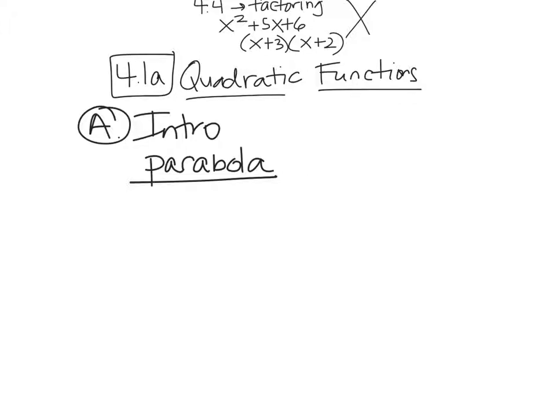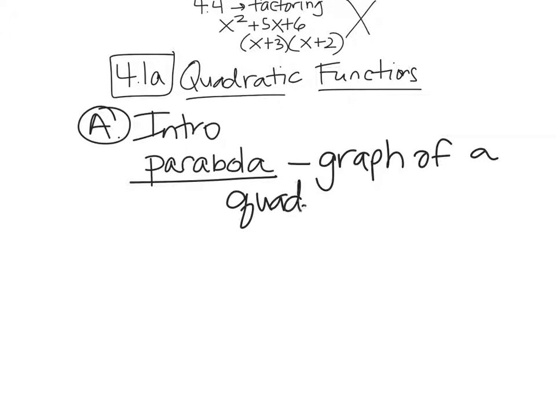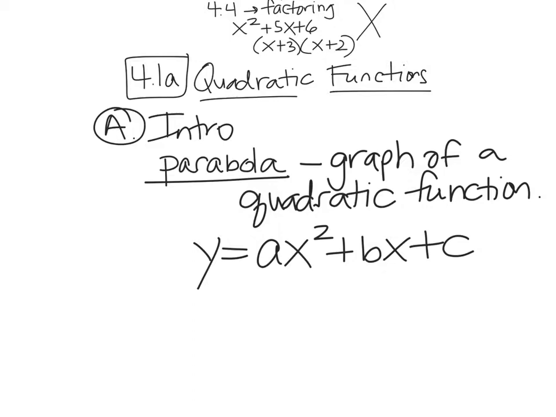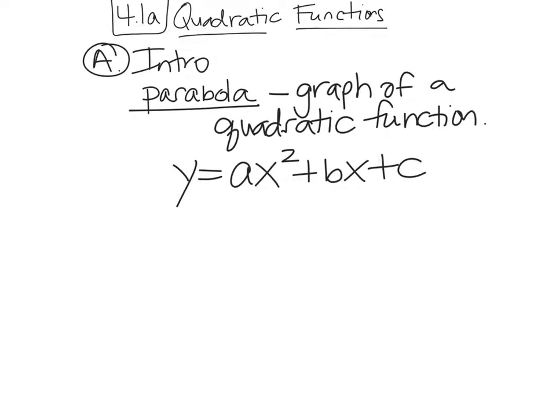So we're going to focus, this entire chapter is all about parabolas. And a parabola is the same thing as the graph of a quadratic function. So I might say a quadratic function. I might say the parabola. The parabola is the graph of it. And now you're probably wondering, what is a quadratic function? Well, a quadratic function is going to look like this. y equals ax squared plus bx plus c. That's a quadratic function, and a is not 0, okay?